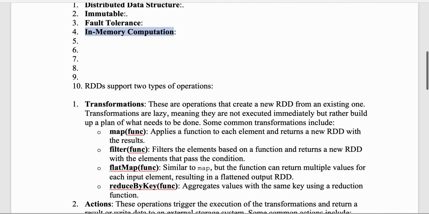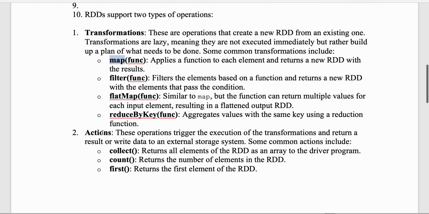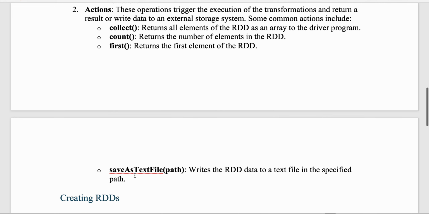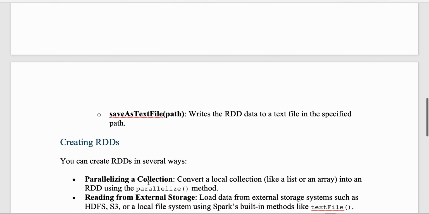And there are two types of operations we can perform on an RDD. One is transformations, where we create a new RDD, and the other is actions. Sometimes it is asked what the transformation functions are. We can say map, filter, flatMap, reduceByKey. And the actions are collect, count, first, saveAsTextFile.